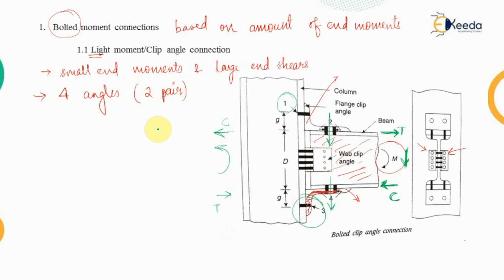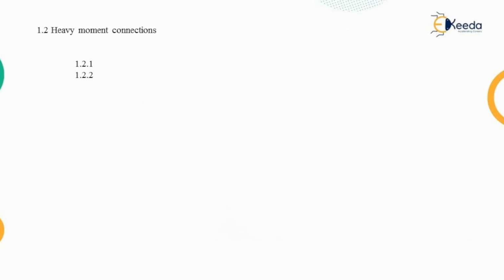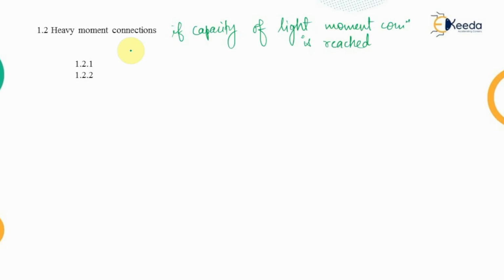Now moving on to the next type of connection, that is the heavy moment connection. When the moment carrying capacity of the light moment connection, that is the first type of moment connection, has reached a certain limit, then we try to provide the heavy moment connection, which is further classified into two categories, that is the split beam connection and the second type, known as the bracket connection.